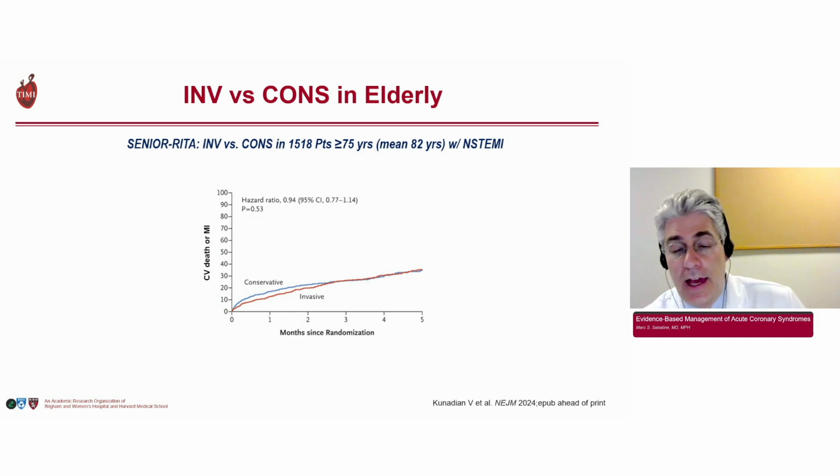Most recently, there was a trial presented at ESC and then published online in the New England Journal. What about the elderly? This was the SENIOR-RITA trial comparing invasive versus conservative therapy in about 1,500 elderly patients, mean age of 82. Overall, for CV death or MI, you can see no benefit.